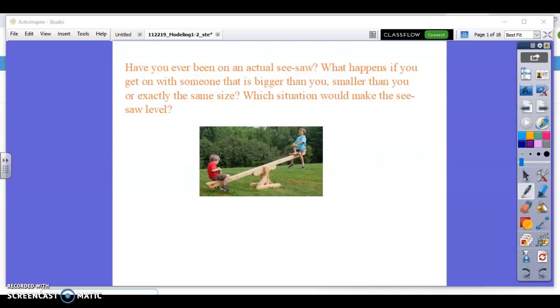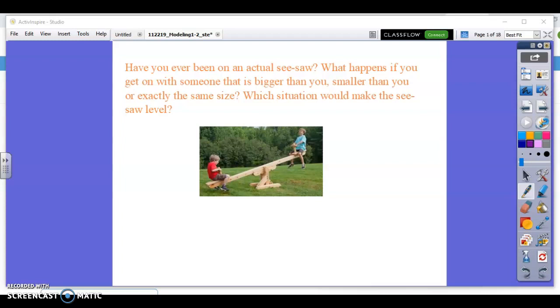Have you ever been on an actual seesaw? What happens if you get on with someone that's bigger than you, smaller than you, or exactly the same size? Which situation would make the seesaw level? All right, so go ahead and hit pause, answer this in your notebook, and then press play.